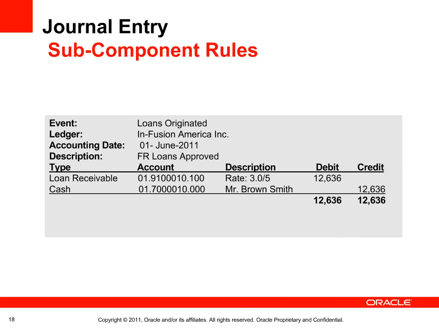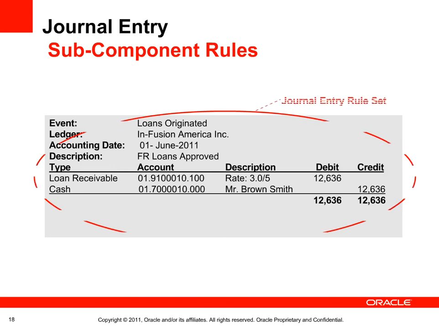Here is a journal entry for our sample mortgage loan application. The journal entry is created based on a set of accounting rules called a journal entry rule set. A journal entry rule set is the collection of sub-rules to create a balanced journal entry for a given event class and type. Each sub-rule creates a part of the entry.